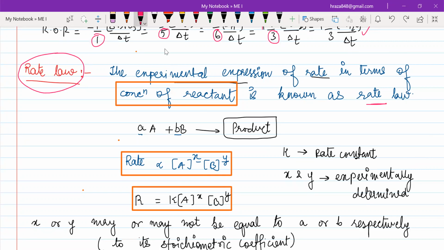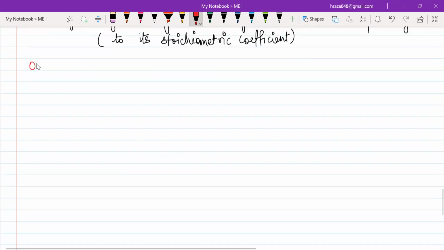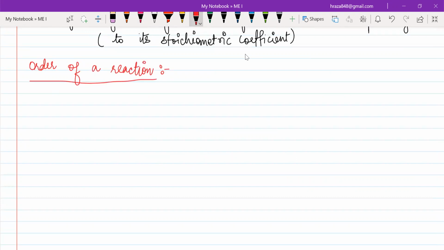Now, the next topic, that is order of a reaction, and after this you will get more information about rate law expression. Order of a reaction. These both are connected. So what is order of a reaction? Write with me. The sum of power of concentration.